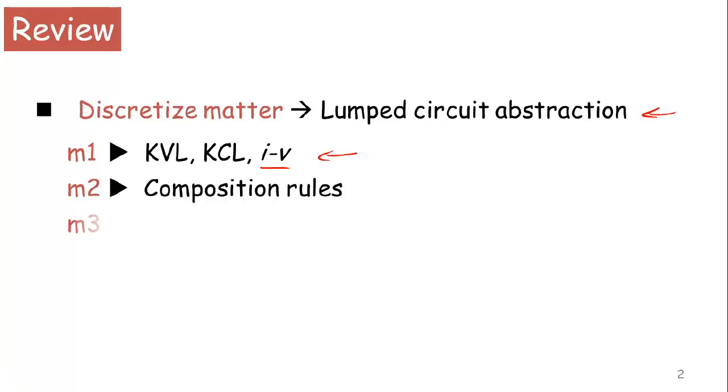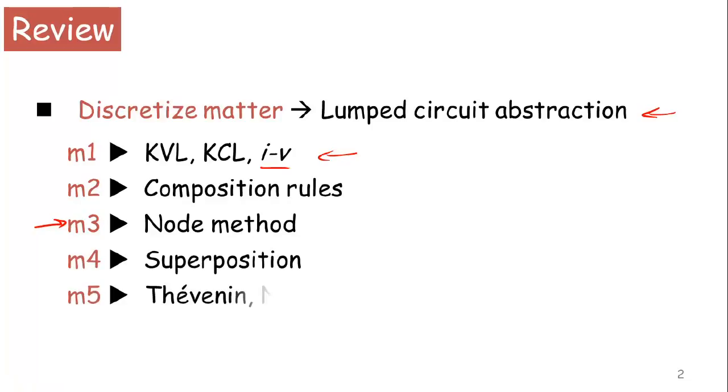Our second method involved composition rules, where you use simple addition and subtraction kinds of analyses to compose resistances and sources together. A third method, which I said was the real workhorse of our business, was the node method. And by and large, we applied this method to most of our circuits. We then covered methods 4 and 5. Method 4 was the superposition method, and method 5 was the Thevenin and Norton dual methods.